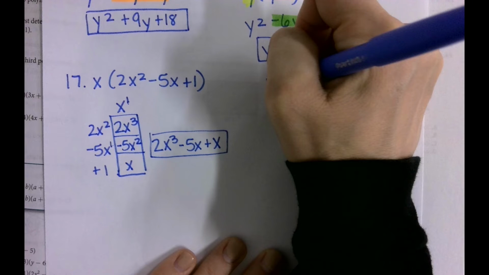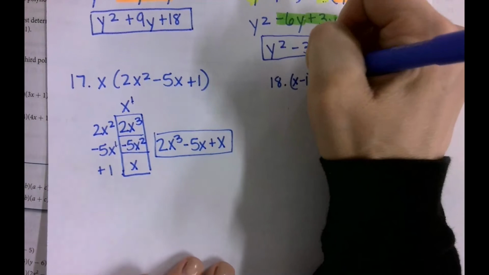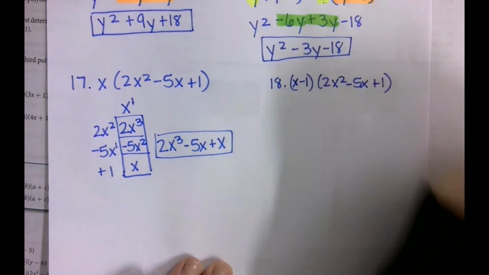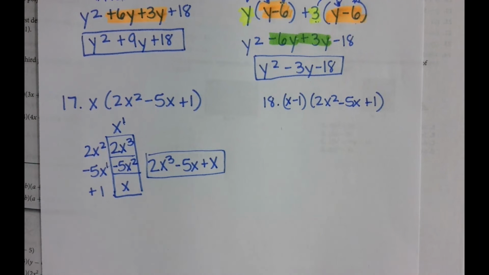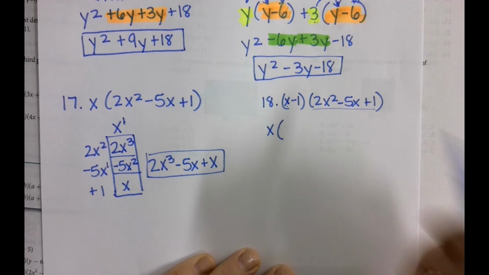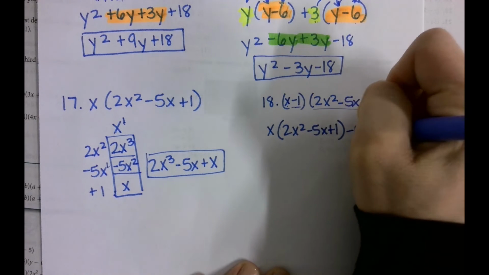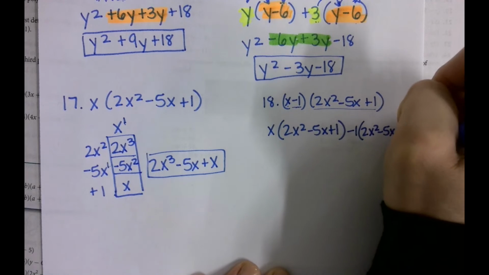Is x minus 1 times 2x squared minus 5x plus 1. So if we use the distributive property for this one, I'm going to take my first term, x, and multiply it by everything in the trinomial here, 2x squared minus 5x plus 1. Then I'm going to take the second term, negative 1, and I'm also going to multiply it by everything in that trinomial.